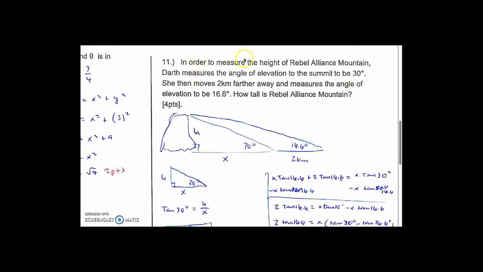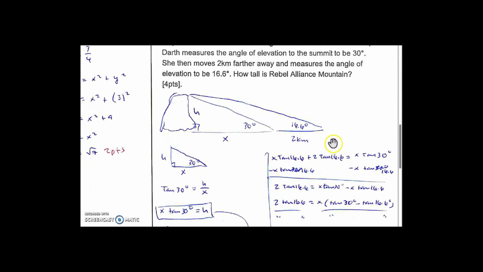In order to measure the height of the Rebel Alliance mountain, Darth measures the angle of elevation to the summit to be 30 degrees. So there's Darth looking up at the mountain. Angle of elevation, from the ground looking up to the top, is 30 degrees. She then moves 2 kilometers farther away, so goes back and measures the angle of elevation from this position to be 16.6 degrees. How tall is the Rebel Alliance mountain?